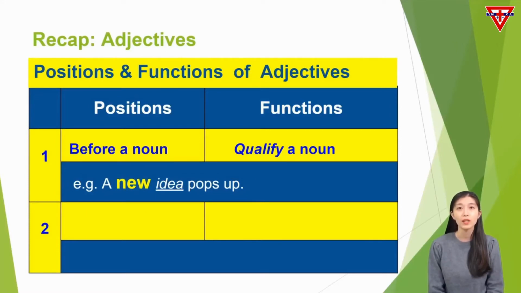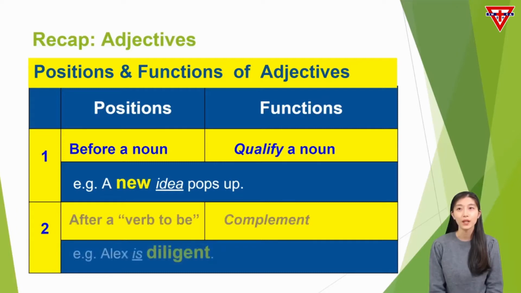It usually appears before the noun to qualify a noun. For example, a new idea pops up. New is the adjective that is used to describe the noun idea.